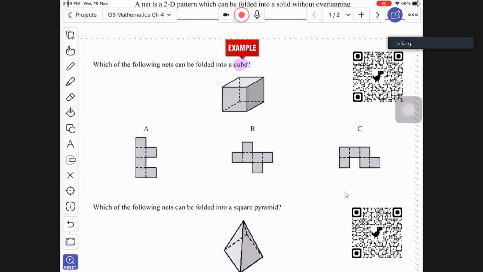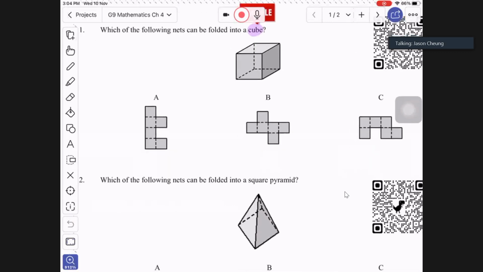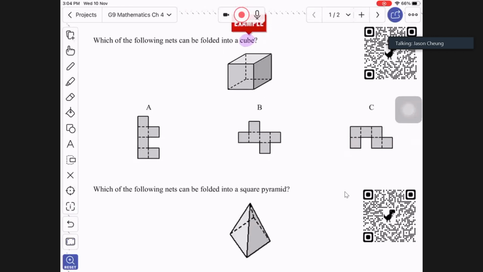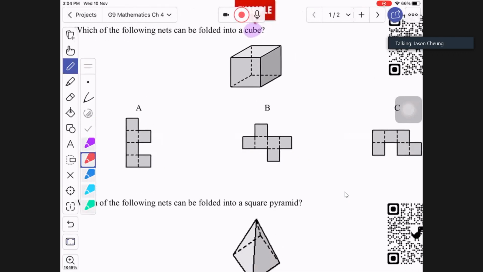All right, any answer? I think we can answer it within, let's say, 5 to 10 seconds for this type of questions. All right. So here, the answer should be B.